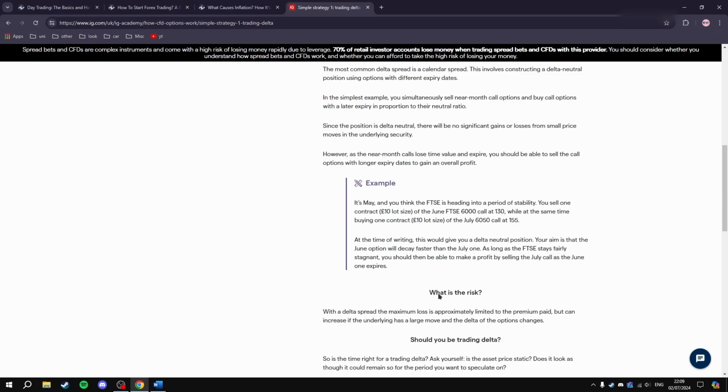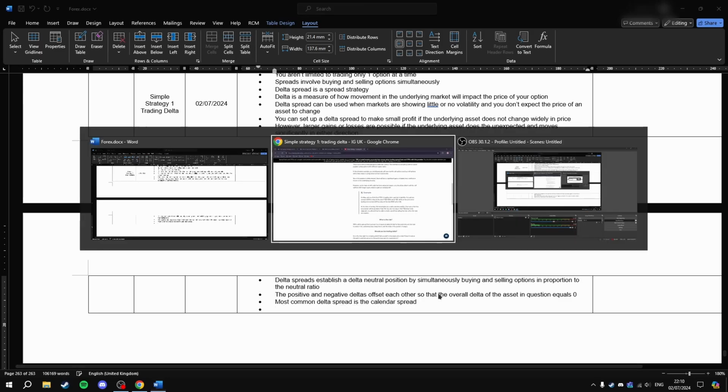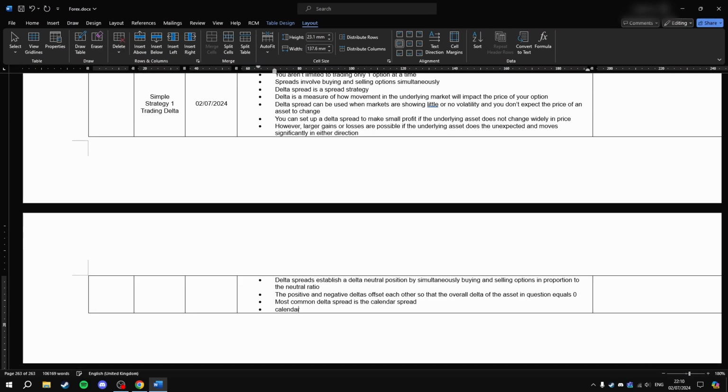The most common delta spread is a calendar spread. This involves constructing a delta neutral position using options with different expiry dates.